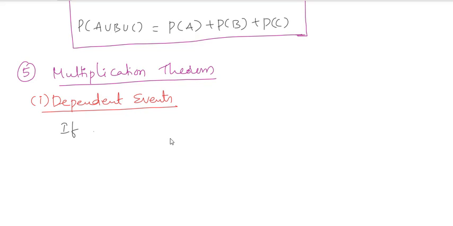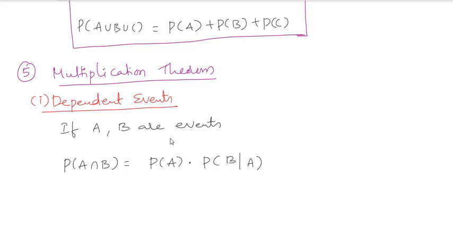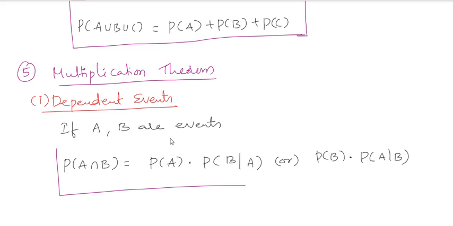If A and B are the events, then what is the probability of A intersection B? Multiplication theorem means the intersection. I can represent it as probability of A into probability of B given A. So here there is a conditional probability. Or this itself I can represent as probability of B into probability of A given B. So this is the multiplication property for dependent events.